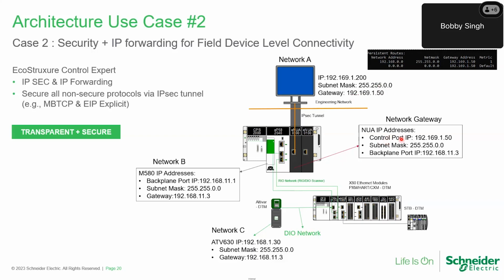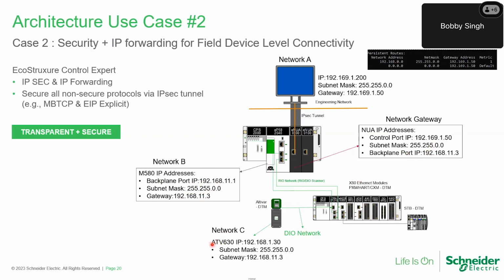Moving on to the NUA module configuration, the front control port is set to 192.169.1.50, same subnet mask. Backplane port is set to 192.168.11.3. Now on the M580 network configuration, the backplane port is set to 192.168.11.1, subnet mask set to 255.255.0.0, and the gateway is set to the backplane port of my NUA module, which is 192.168.11.3.